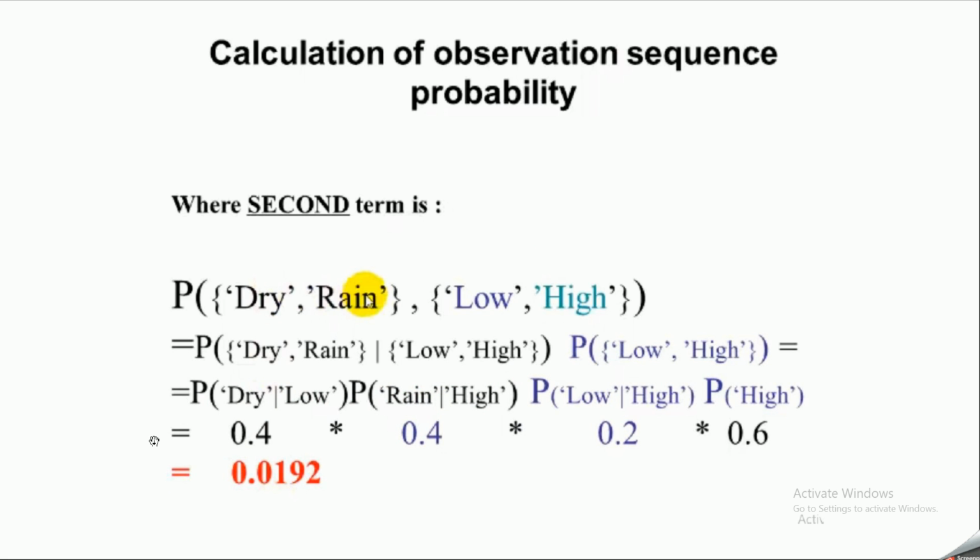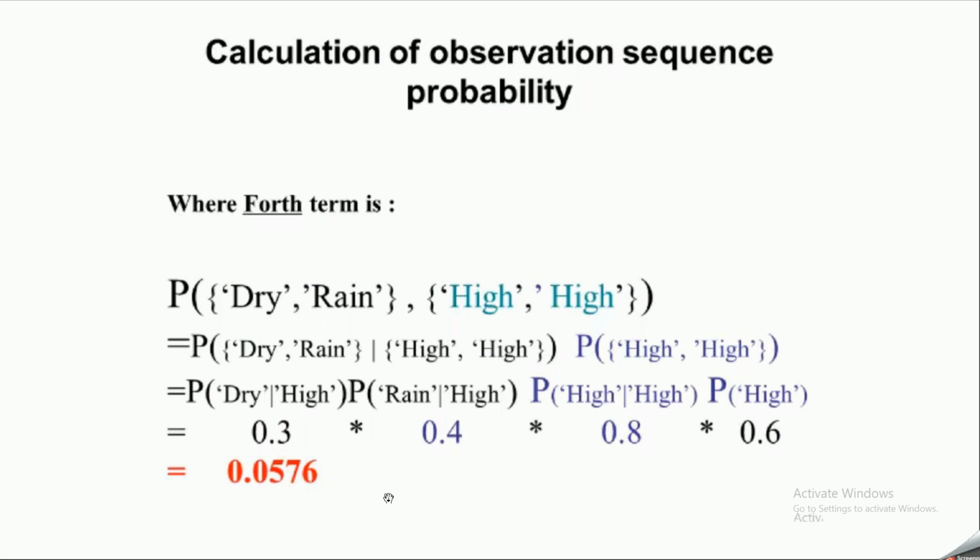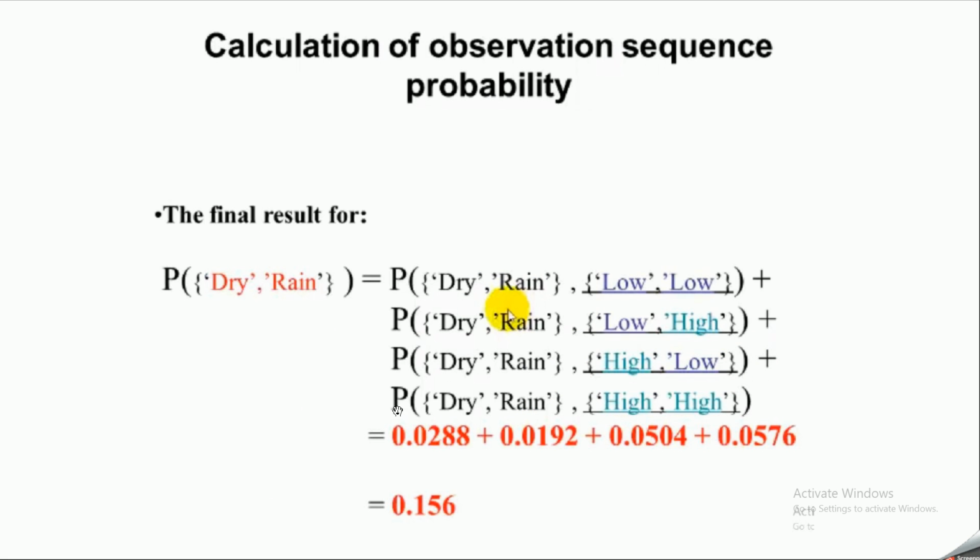Same thing for the second term, it goes in this manner. That is, you have low with respect to dry, high with respect to rain. You have low high, and the previous occurrence, that is low. Same thing for the third term and for the fourth term. Finally, the final result is going to be the summation of all the probabilities that we have calculated, and this is the final result.